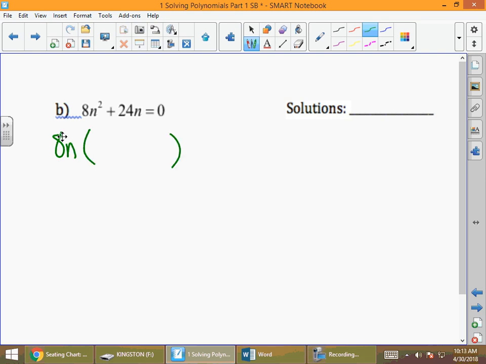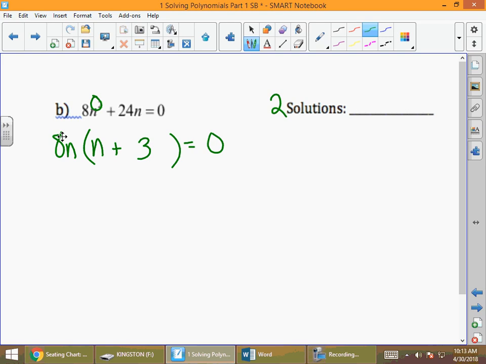When we factor out the greatest common factor, what we're left with is determined by taking 8n squared divided by 8n, which is n. And 24n divided by 8n is 3. And once we get the polynomial factored, just like the previous problem, our highest exponent here is a 2. It means that we're going to have 2 solutions.